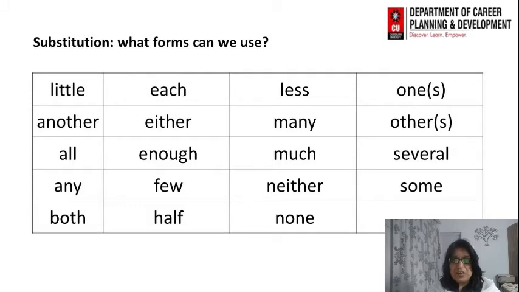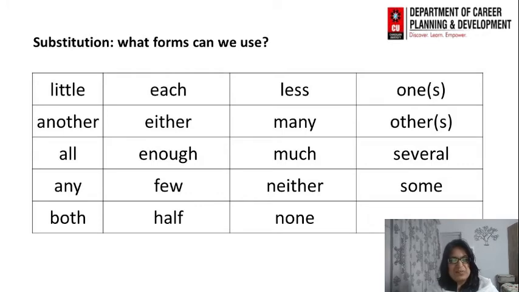Let's have a dialogue again so that it's easier for you to understand. A says, is there a bookshop around here? B says, there are two second-hand ones at the end of the street on the right. So "ones" again represents the word bookshops.